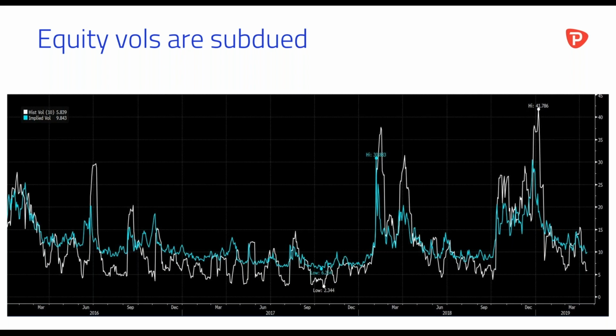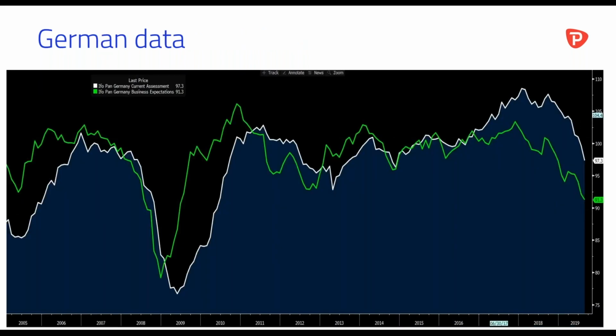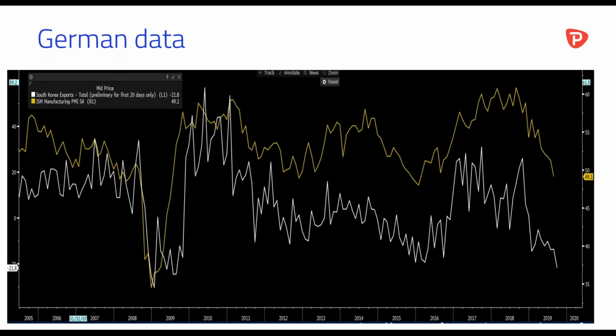If we jump into the German data, we can see that German manufacturing is declining, and it has been for most of the year. And if you jump to the next slide, we've got Korean data as well, where Korean exports started falling quite rapidly this week. So if it is all looking okay in the US right now, what do these trigger points mean for the US? Well, eventually they're going to spill over into the US.